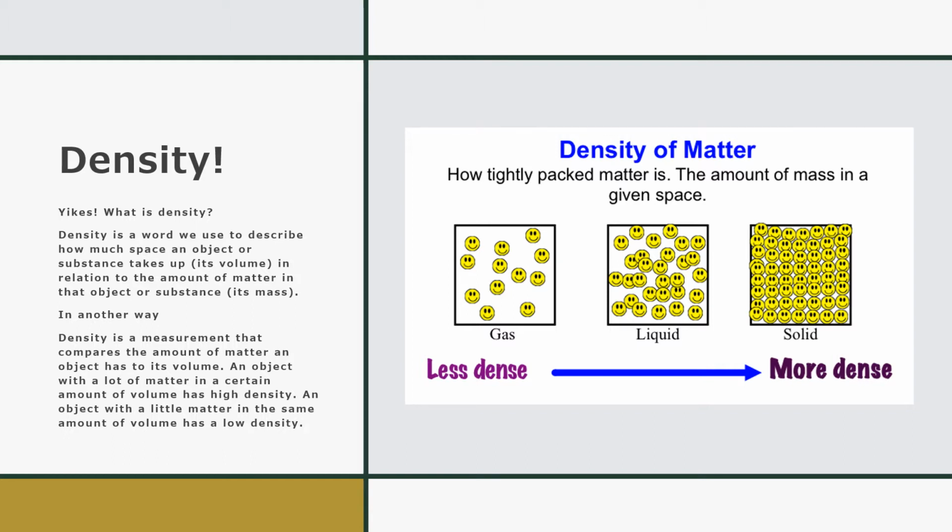An object with a lot of matter in a certain amount of volume has high density. An object with little matter in the same amount of volume has low density.